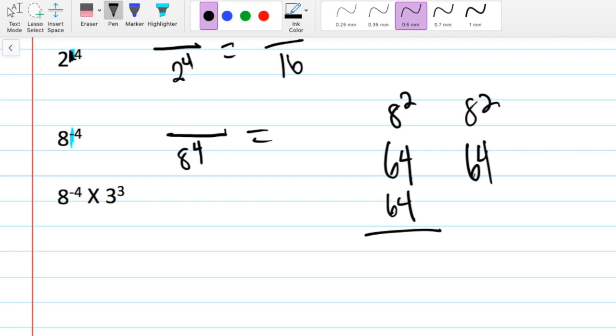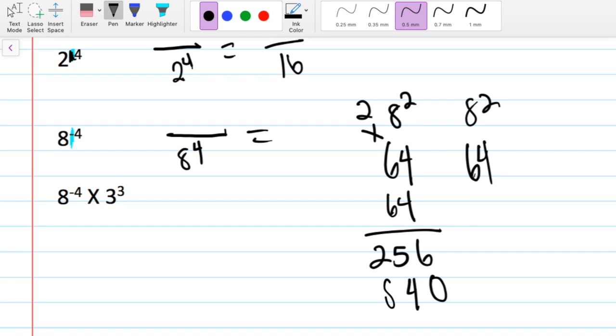The old school way, 4 times 4 is 16. 4 times 6, 24, plus 1 is 25. Bring down that 0. That's 4. Cross out that 1, make it a 2. 6 times 6 is 36, plus 2 is 38. Add these real fast. 6, 9, 40, 96. So now we know what 8 to the 4 is, okay?